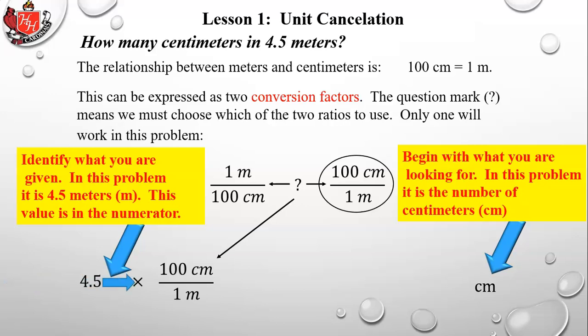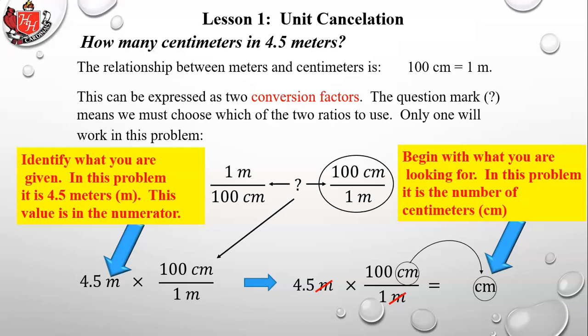So now I'm just going to rewrite it again here. And now we can cancel. We have meters in the 4.5 meters. We have meters in the numerator, and the 1 meter on the bottom, we have meters in the denominator. So meters over meters cancels. The last man standing is the centimeters.